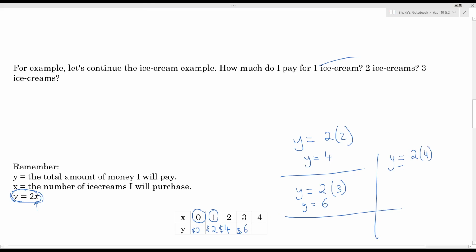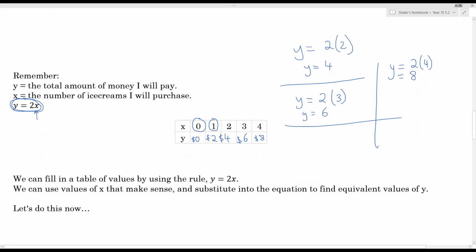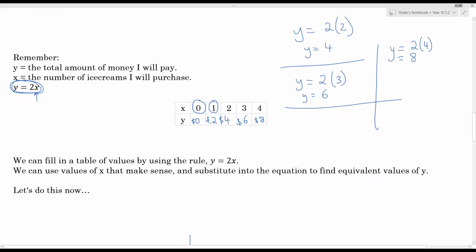And 2 times 4 is 8. Because when you buy 4 ice creams, how much money do you pay? You pay $8. And so we now have a table of values. We've filled in the table of values, and now we can start graphing this.